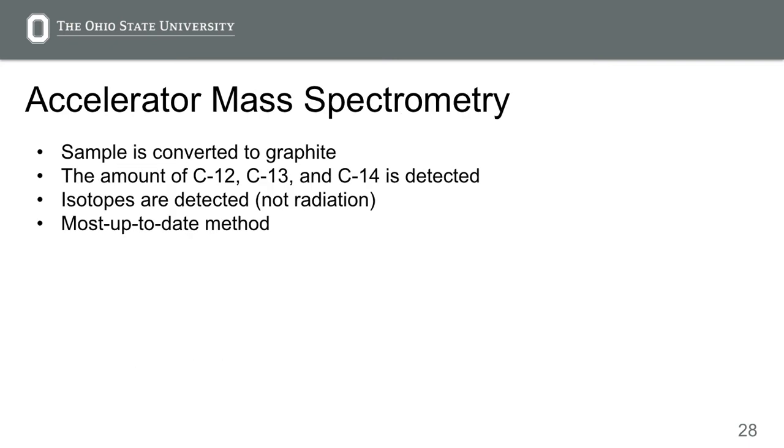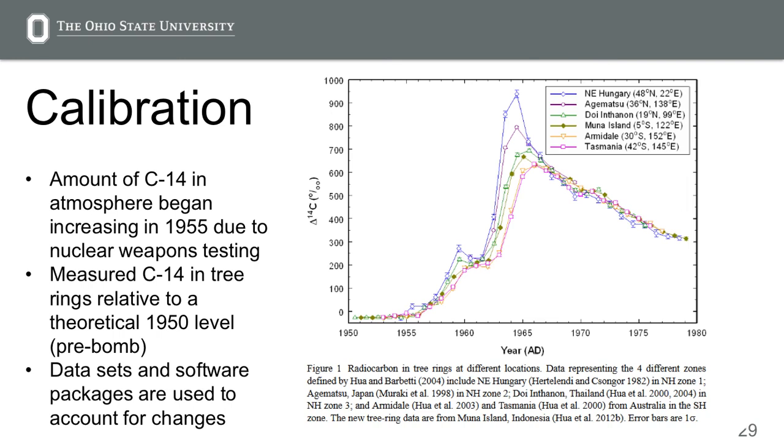And then accelerator mass spectrometry. This is sort of the most up-to-date method, where the sample is converted to graphite. And then using mass spectrometry, you can actually detect each type of carbon isotope, carbon-12, 13, and 14. And so we're detecting isotopes instead of radiation. So that is probably, I would say, more accurate as a counting method, because there's not like a middleman kind of situation. You're counting the number of isotopes. This is the most up-to-date method, like I said. Mass spectrometry is really good at this type of thing.